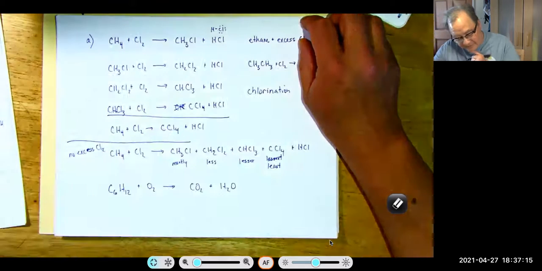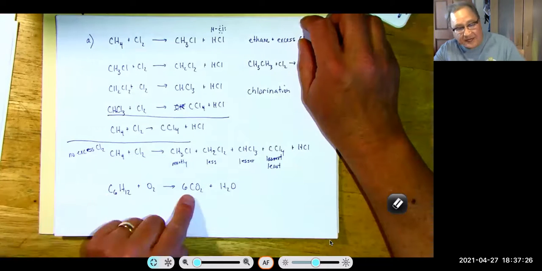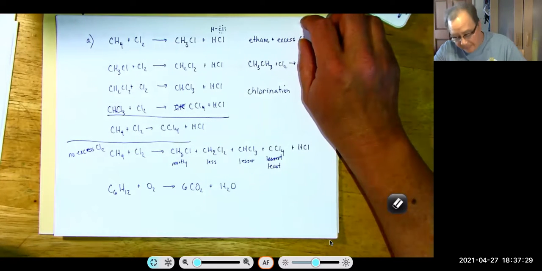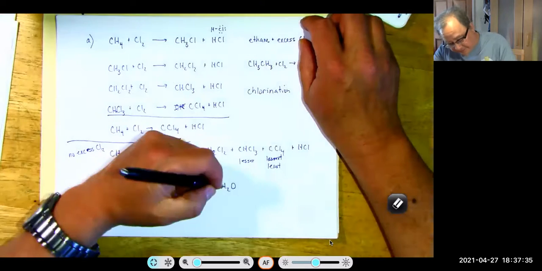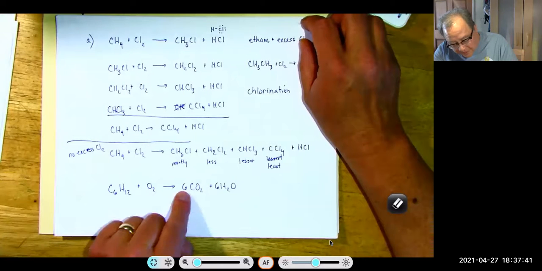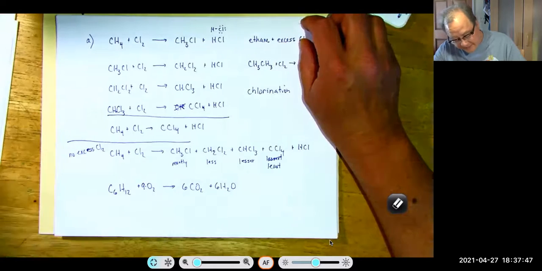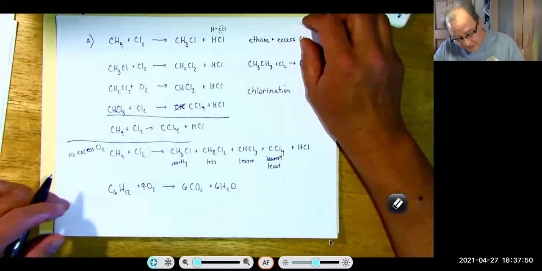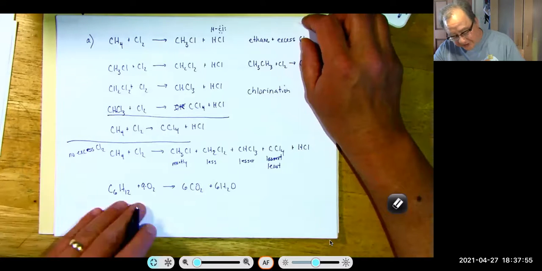Let's balance it. How many CO2s? I'd say 6 because we have 6 carbons here and I want 6 there. How many H2Os? Well, I have 12 there and I only have 2. I'm going to put a 6 there. How many oxygens? Well, I have 12 here and 6 here. That's 18. So I'm going to put a 9 here. So this is your balanced reaction for cyclohexane with oxygen to make CO2 and H2O.